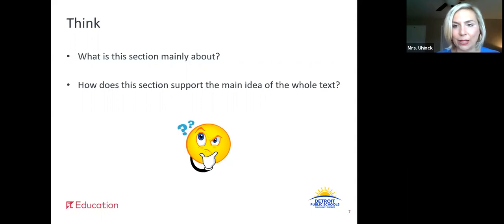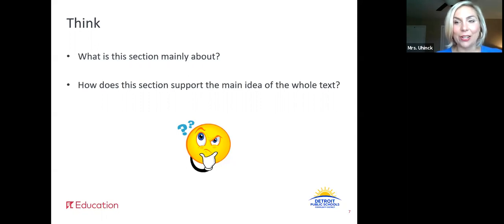Remember, in lesson 1, we did a lot of work around the main idea of the whole text. So if you need to remind yourself of this big main idea, go back and look at your note catcher in lesson 1. All right, so pause this video and think about these two questions. What is the section mainly about? And how does this section support the main idea of the whole text? Pause the video now.